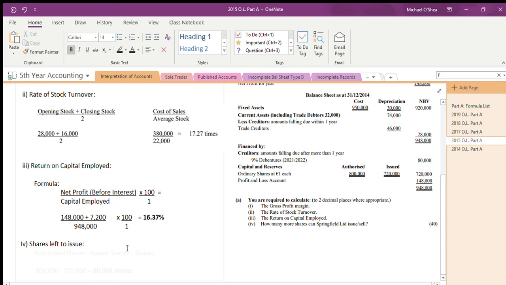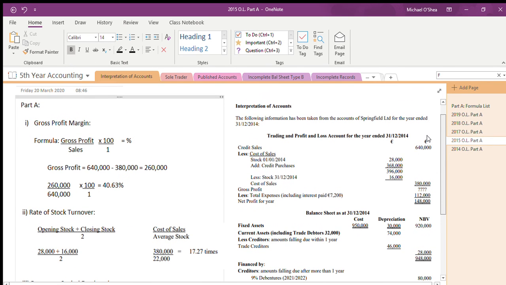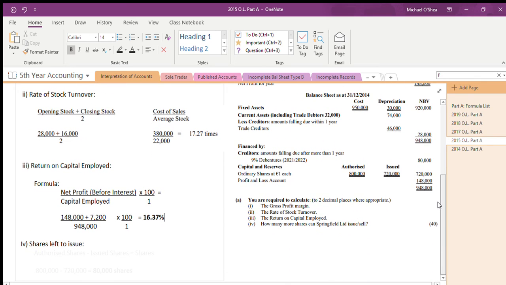Last one, shares left to issue. It's not a formula, but I was hoping you'd spot it. How much shares does this company have? We've seen before and published about shares in published accounts. So they've authorized shares of 800,000. That means the company is allowed to sell 800,000 shares. They're allowed to sell the worth of their business up to 800,000 shares. That might be 20% of their business that they're allowed to sell off.